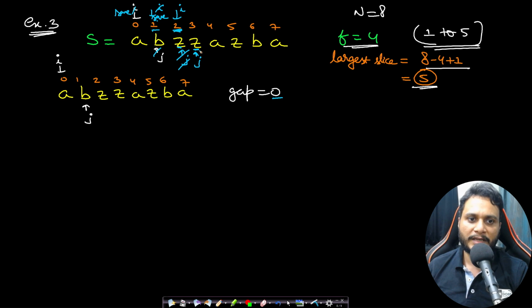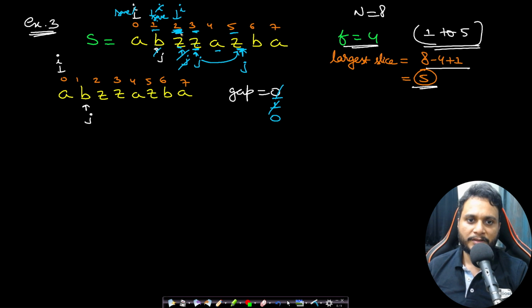Now this second and third characters are matching, so gap will become 1. So move both of them forward. Z and a are not matching, but z is greater than a. That means you reset this j value to j plus gap plus 1. Move immediately to the next character, right? The left shifting logic which I had explained to you, and reset the gap to 0. J is again restarting at 5.